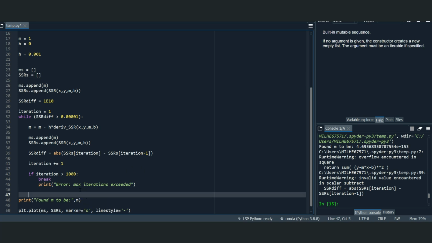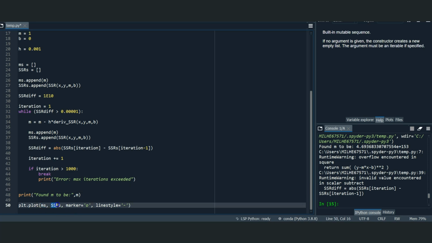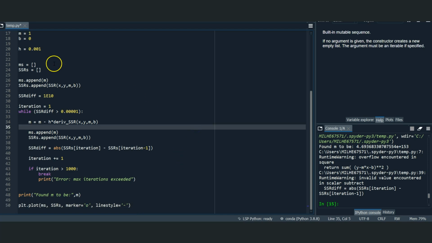Now, after that loop, I'm just going to print the value of m that was found, and that's just the last value of m before the while loop terminated, assuming there wasn't an error. Finally, we will go ahead and plot the m's versus the SSRs. We're going to use little circles to indicate where the SSRs are, and then we're going to connect the dots. And you'll see why this is interesting when we actually change this step size to something a little more unconventional.